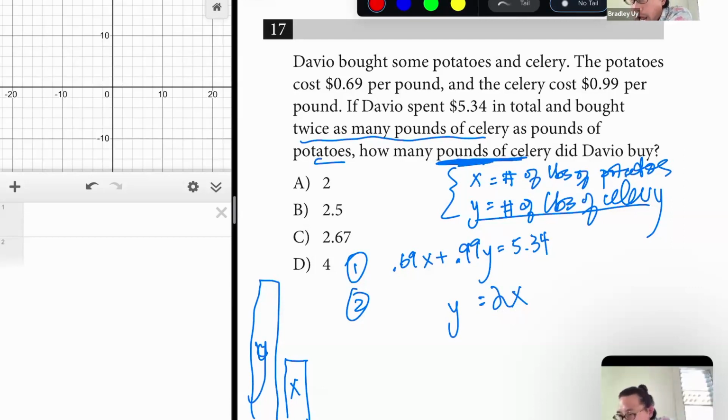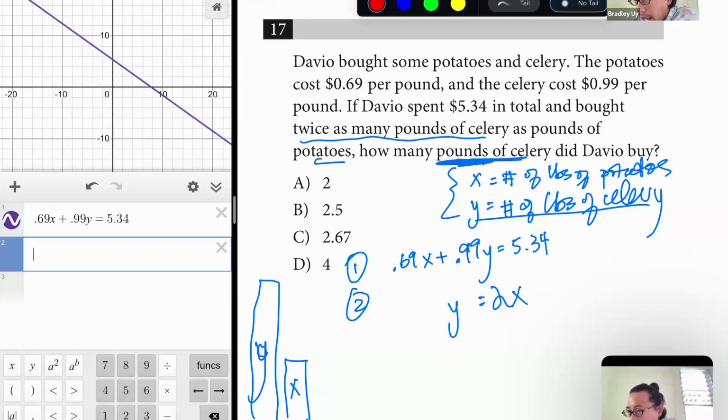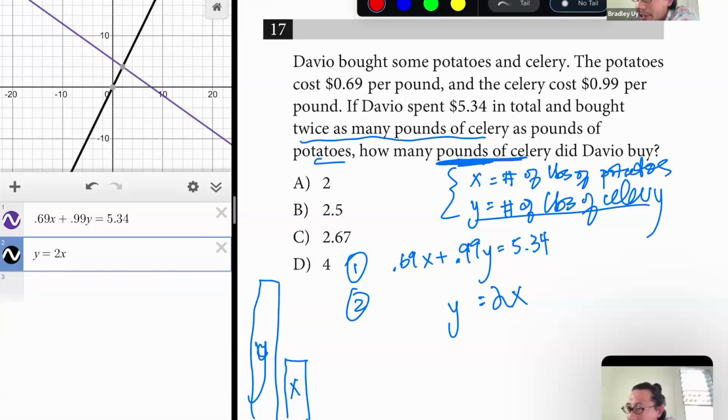From here, I'm going to use Desmos. I can solve this by hand, but maybe I'll show that after. I'm going to have 0.69x plus 0.99y equals 5.34. And here I'm going to have y equals 2x. So once you set up the system of equations, you just enter it on Desmos and it'll solve it for you. Notice that gives you an ordered pair of 2, 4.